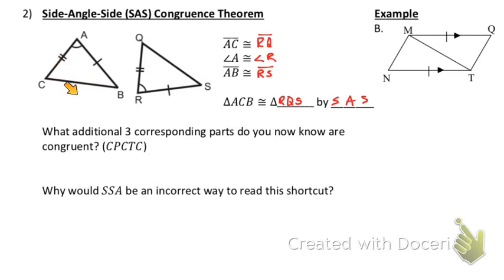So right there, I cannot say side. So side, skip, skip, side, angle. I skip two parts. Therefore, side, side, angle would be incorrect. Okay? That's why we have to go this way. Side, angle, side. And I'm not skipping any parts. All right? So moving on to the example.